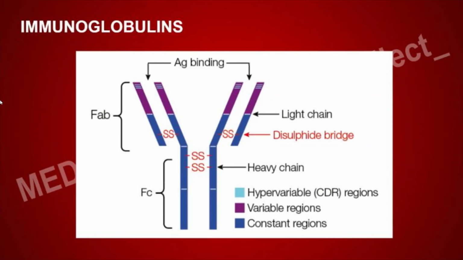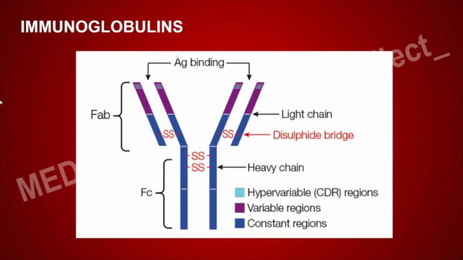Immunoglobulins, one of the most important questions. Now, as you all know, the B lymphocytes, which are responsible for humoral immunity, are divided into plasma cells and memory cells. And the plasma cells secrete a large quantity of antibodies that circulate in the gamma globulin fraction of the plasma and are known as immunoglobulins.